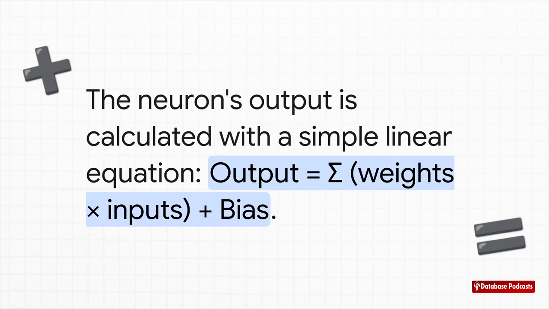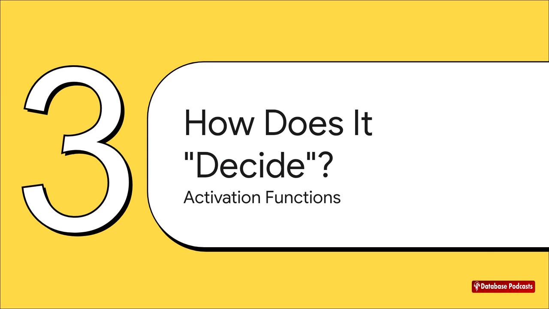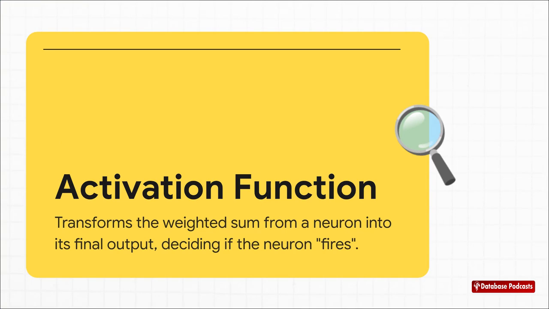So the actual math happening inside that tiny neuron boils down to this really simple linear equation. You just multiply each input by its weight, you sum all of that up, and then you add the bias. That is literally how it prioritizes information. Okay, I'm with you. So the neuron calculates a number, but what happens next? How does that number turn into an actual decision or a final output?